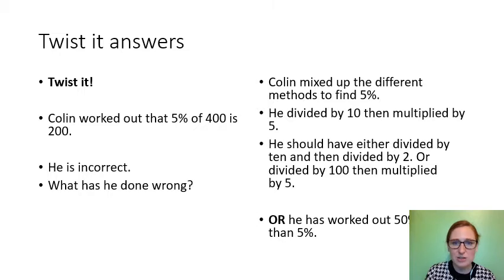There were a few things that Colin could have done wrong yesterday when finding out 5%, but I think he mixed up the two different methods. I think he divided by 10, then multiplied by 5. What he should have done is either divide by 10 and then divide by 2, or use the other method where he should have divided by 100 then multiplied by 5. The other thing he could have gotten a little bit confused about was between 5% and 50%. 5% is not a half, whereas 50% is a half, and he could have halved it and found 50% rather than 5%.